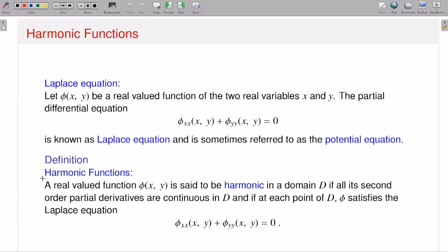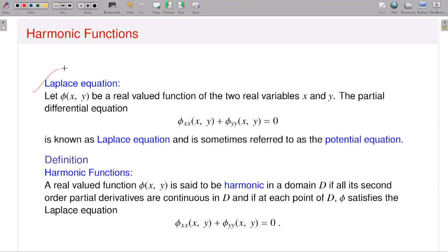That's it. Yeah. So now my next target is to talk about harmonic functions. Now you may ask, sir, why harmonic functions? We are discussing analytic functions. Why did harmonic functions suddenly come into the picture? Later you will see there is a connection between analytic functions and harmonic functions.